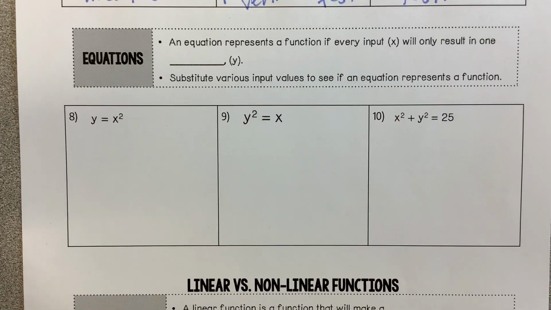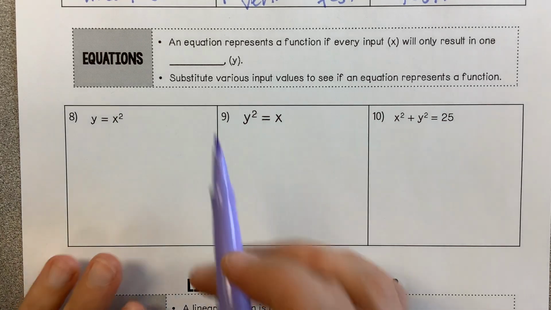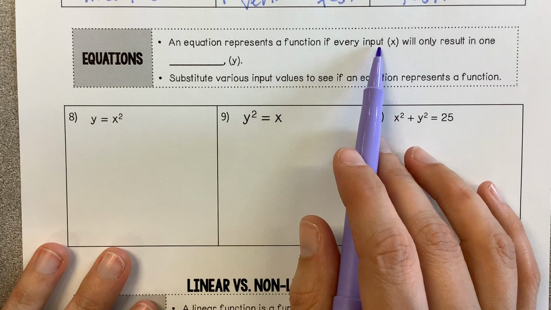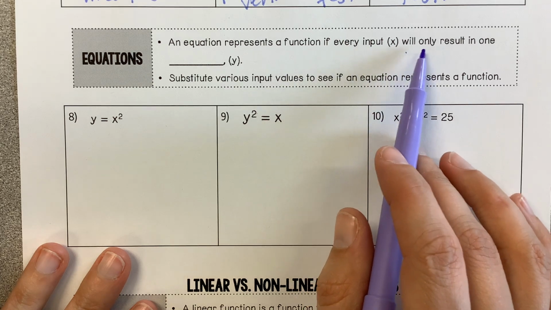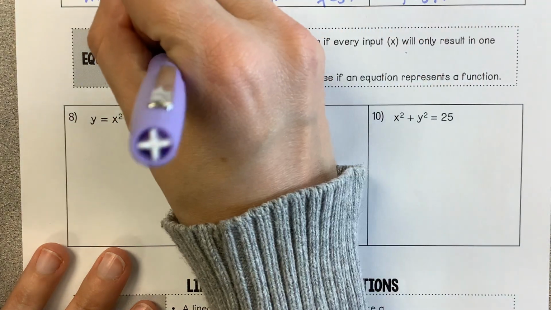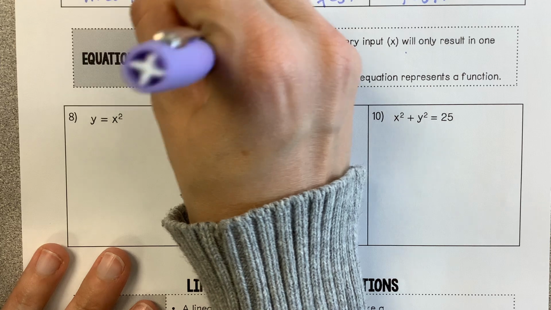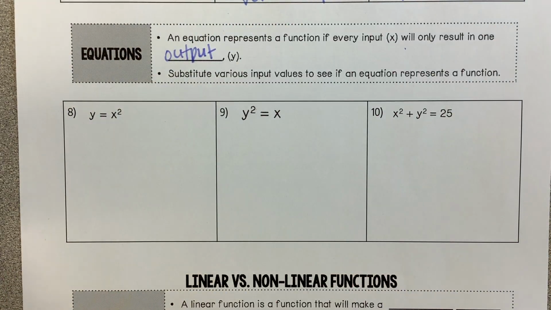Okay. Now let's look at equations. These ones can be a little bit harder, but we've got an equation represents a function if every input x will only result in one output y. Same idea, just can be a little bit harder to implement sometimes in the equations. So we can figure this out by substituting various input values in to see if an equation represents a function.